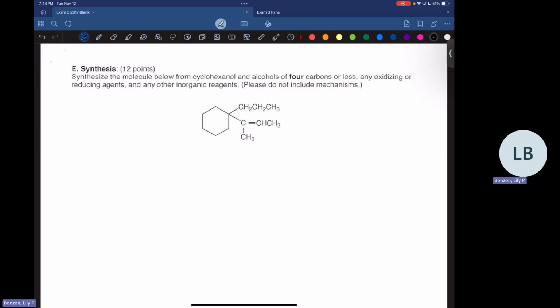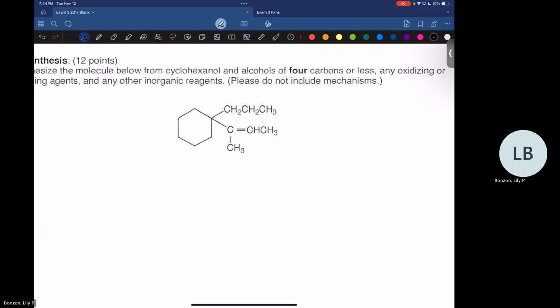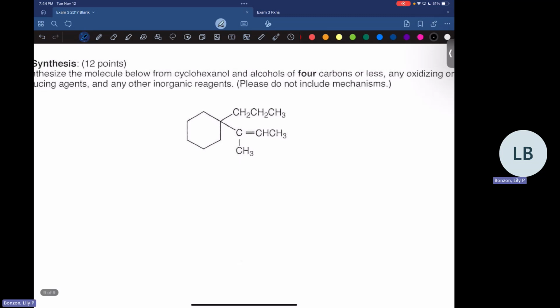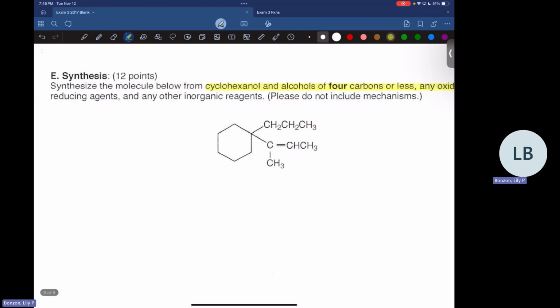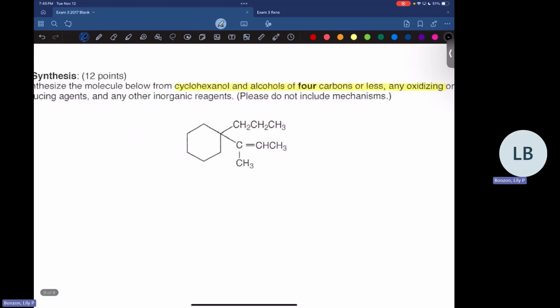For synthesis, for this one, in this case, we don't have an alcohol, and we don't have a carbonyl that we could turn into an alcohol, but we're still going to have to form a carbon-carbon bond somehow. So don't forget, also, I always forget to do this first. Cyclohexanol and alcohols of 4 carbons or less. And then the rest of that statement, any oxidizing reducing agents, blah, blah, blah. That's just like the reagents that you can use for the reaction. This is going to be the big part.